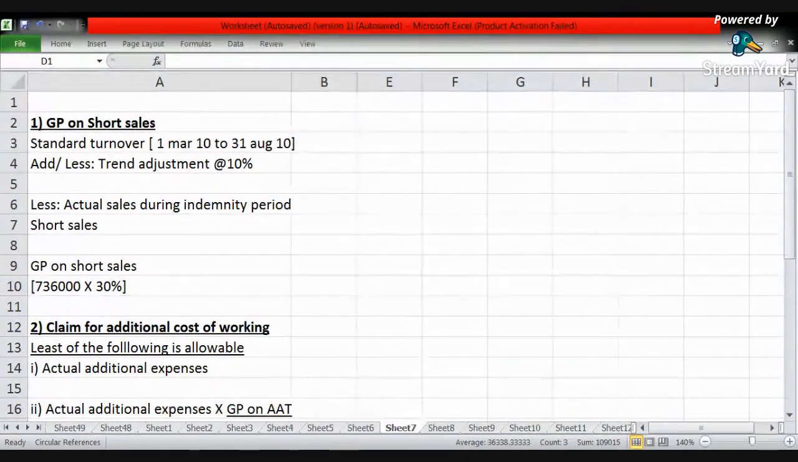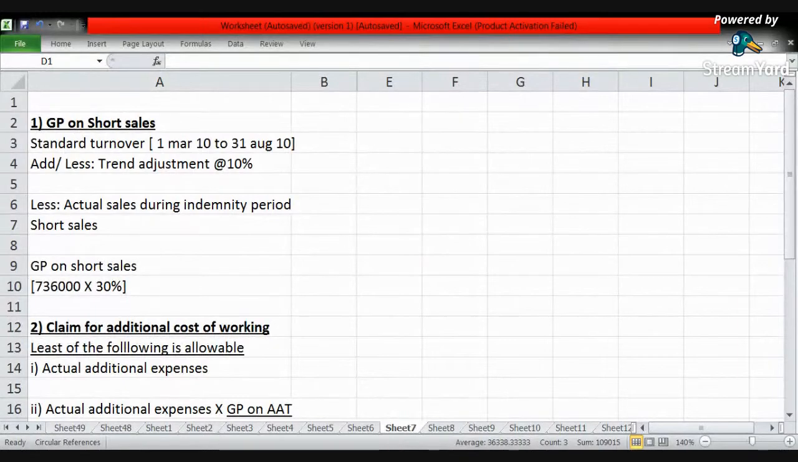Janaki, trend will be given in the question. If information relating to trend is not given, what you should do is compare the sales during the current year with the sales during the previous year. The same period you have to compare, and you can get the trend.